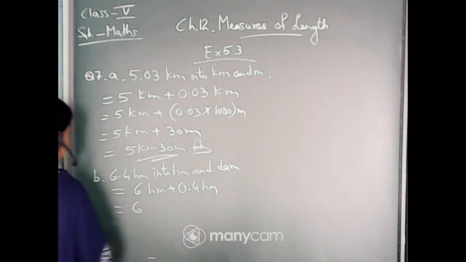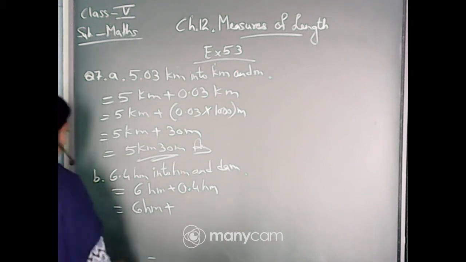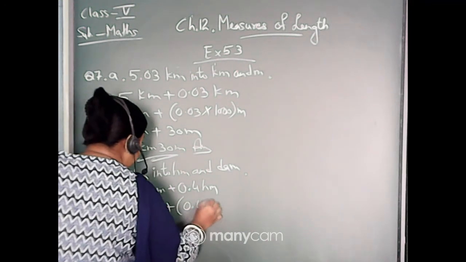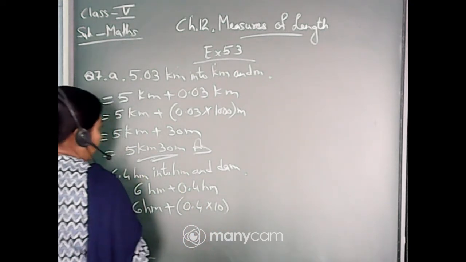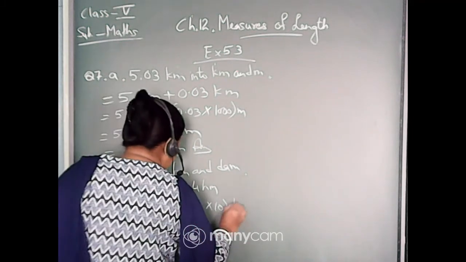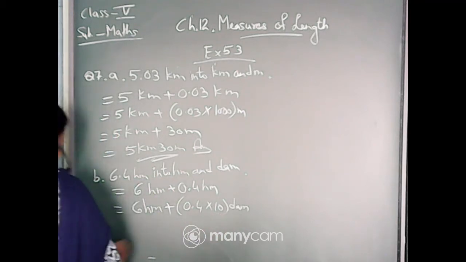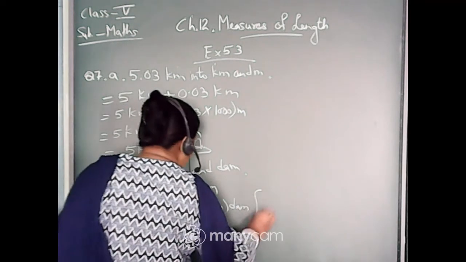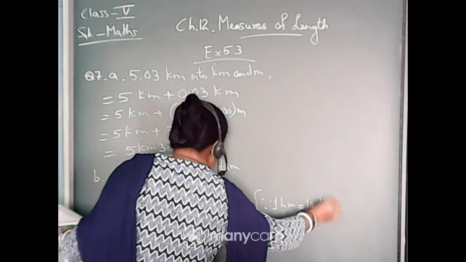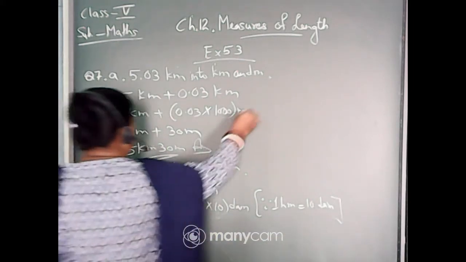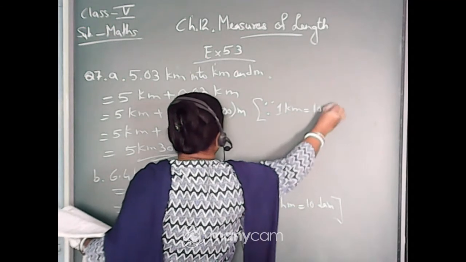So this you will write: 6 hectometer plus 0.4 into 10, because we know 1 hectometer is equal to 10 decameter. That's why we are multiplying here with 10. So you can write over here that since 1 hectometer is equal to 10 decameter, that's why this is happening. And here also you can write, since 1 kilometer is equal to 1000 meter.